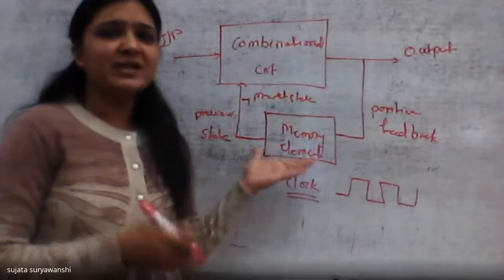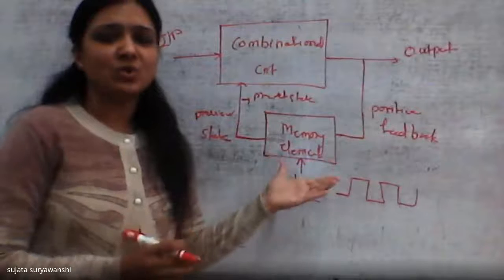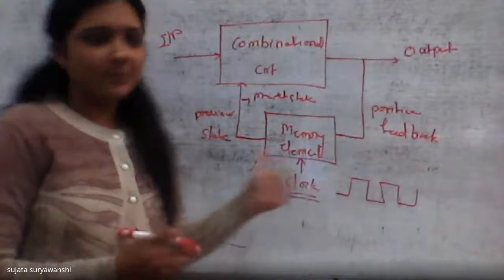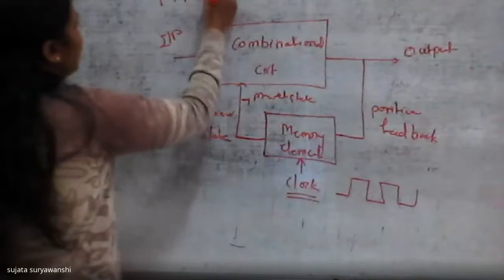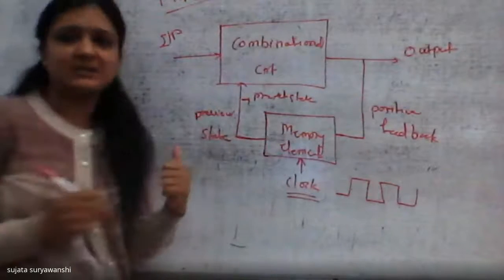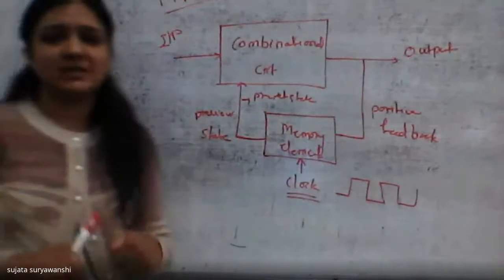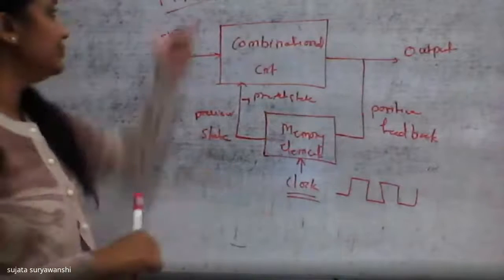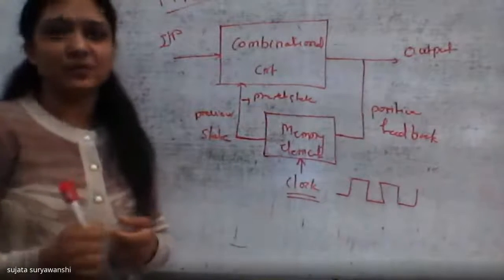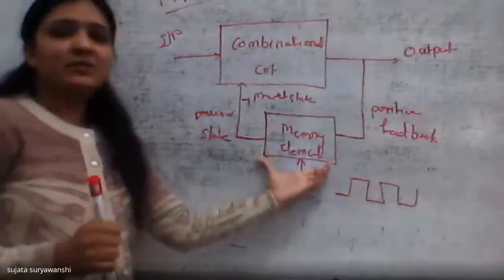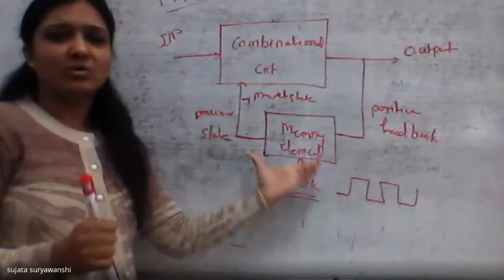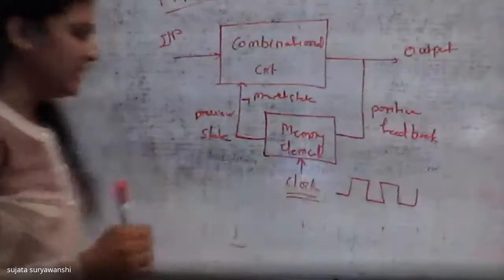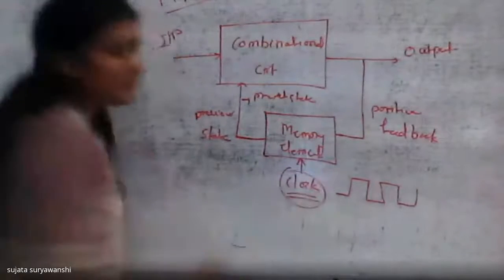The memory unit is also called a flip-flop. It is a very important concept in sequential circuits. Every time we are going to use different types of flip-flops here. That's why the memory element is also called a flip-flop. Then we'll see how the clock signal works.